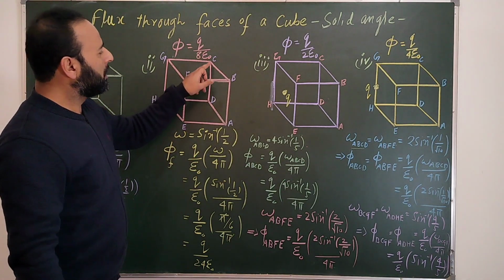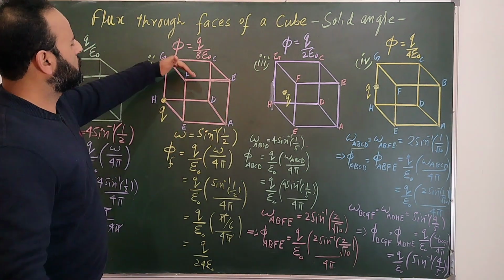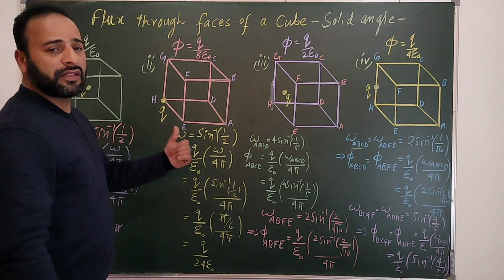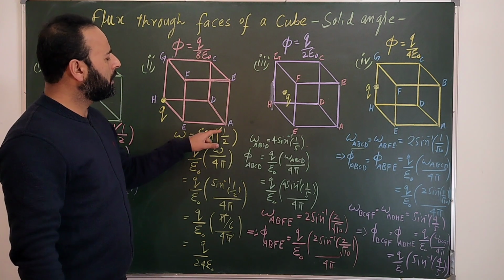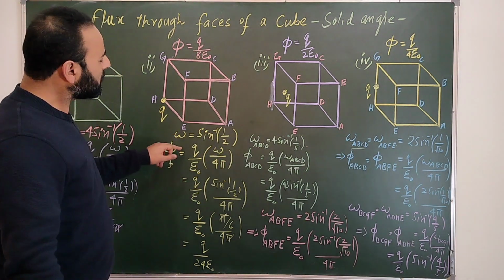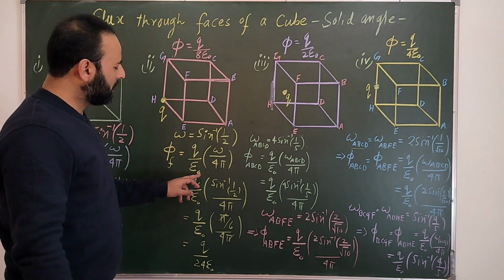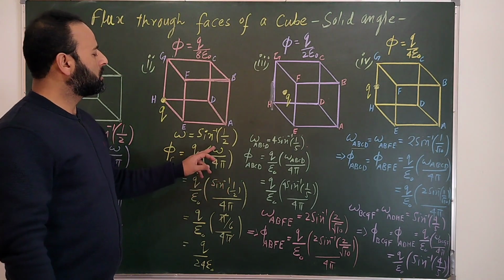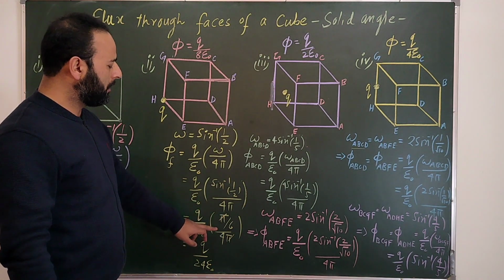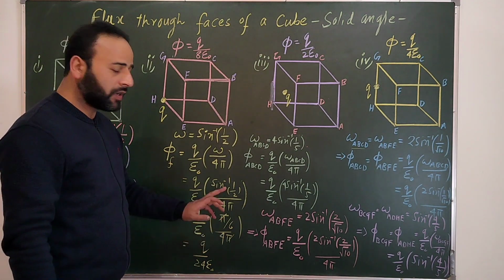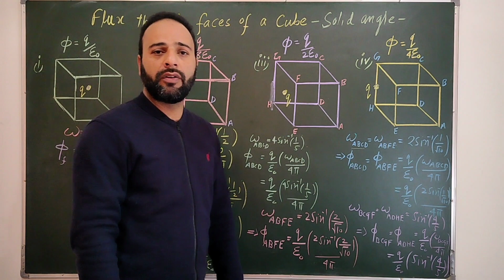Now, solid angle subtended by other faces like this right side face, and then this top face and this front face, since these are symmetric with respect to the charge, solid angle is sine inverse 1 by 2. So flux through each face is Q by epsilon naught omega divided by 4 pi. So that is Q by epsilon naught sine inverse 1 by 2 divided by 4 pi. Sine inverse 1 by 2 is pi by 6. So it is Q by epsilon naught pi by 6 divided by 4 pi. So that comes out to be Q divided by 24 epsilon naught, right?